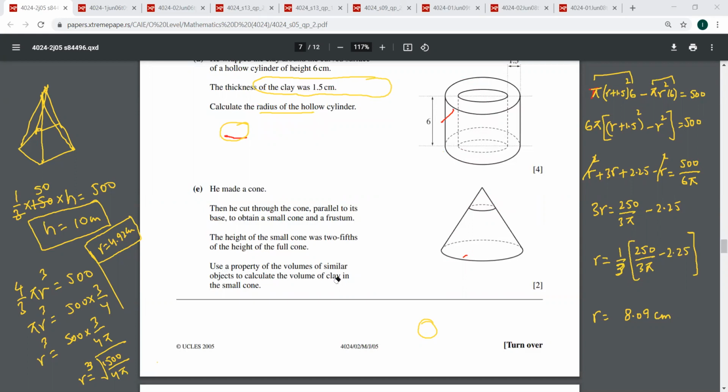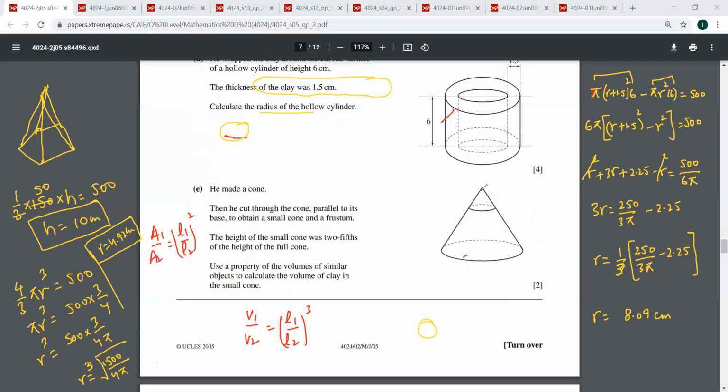Use a property of the volume of similar objects. Now, you might not have done this, but let me tell you again. When you have two similar solids, V1 over V2 is going to be L1 over L2 whole cube. Okay, there is a cube on it. Like you have the formula for A1 over A2: when you have two similar shapes, the ratio between their areas is L1 over L2 whole square. These are very famous formulas. Now, he says use a property of the volume of similar objects to calculate the volume of the clay in the small cone.